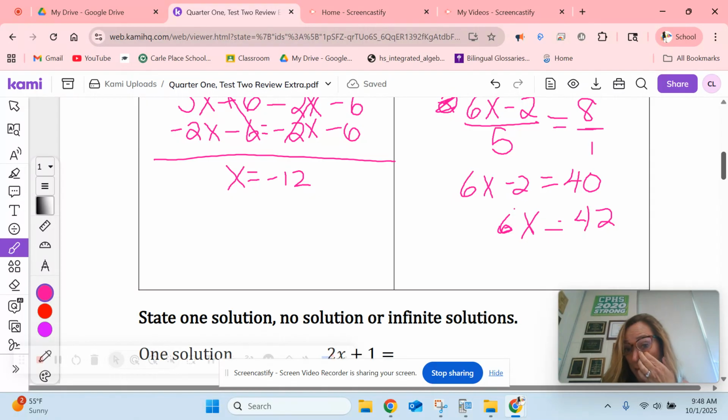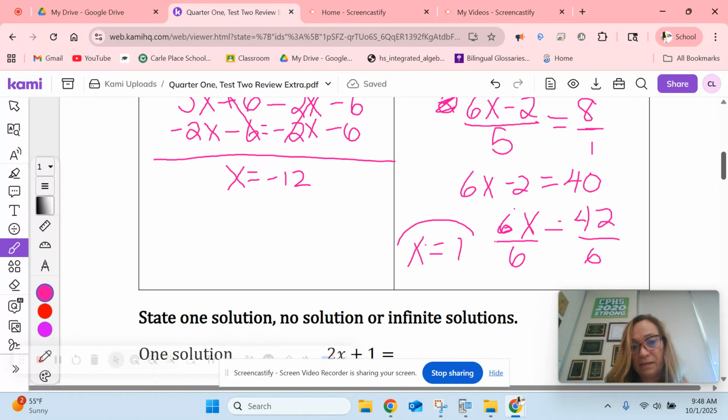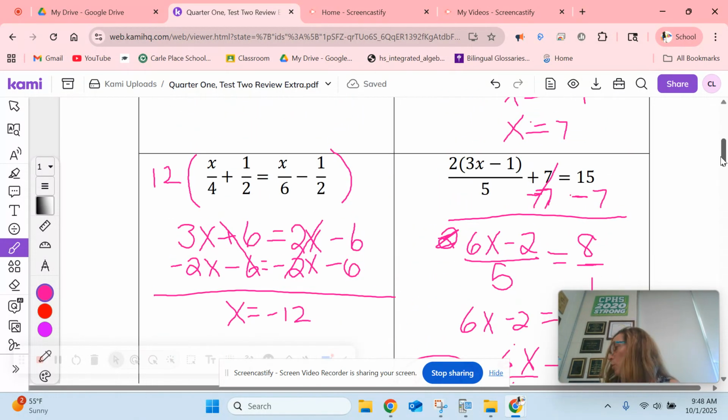And then the opposite of multiplying by 6 is dividing by 6. And that gives me x equals 7. Okay, there are a bunch of ways you can check this stuff on the calculator. I'm going to just write this down because I don't have the paper next to me, and I'm not going to be able to remember it when I go to type it in my calculator. So I have 2 times the quantity 3x minus 1, over 5, plus 7 equaling 15.